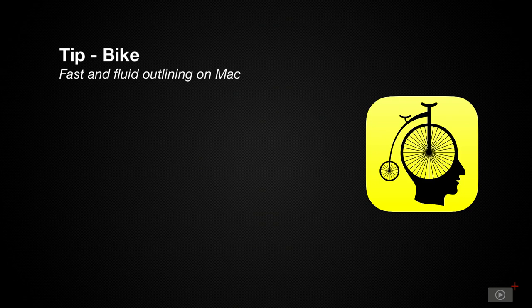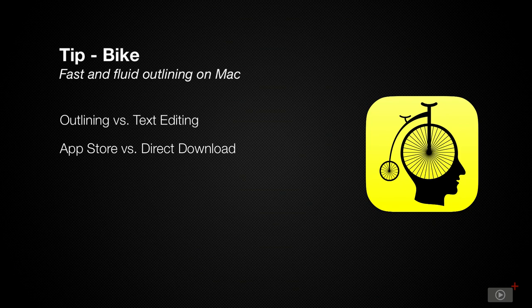In this screencast, we'll demonstrate the difference between the outlining and text editing modes and show how Bike allows you to switch between them with ease. We'll explain the differences between the App Store and direct download versions of the app and the unique pricing strategy that aims to hit the sweet spot between a one-time purchase and a subscription.